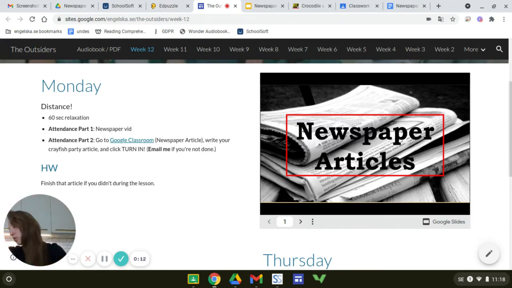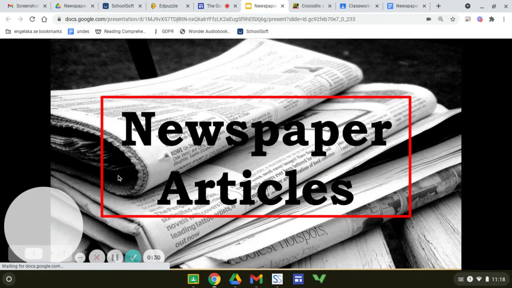Yes, we're starting newspaper articles. Why? Because Team Birken-Bosman have planned a newspaper project. We're not starting the project yet. Today you're just being empowered to write a newspaper article, which maybe you've done before. I don't know. So without further ado, let's check out this PowerPoint. Google Slides, rather. Newspaper articles.